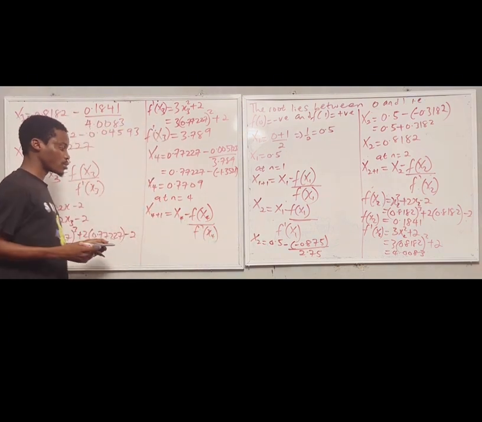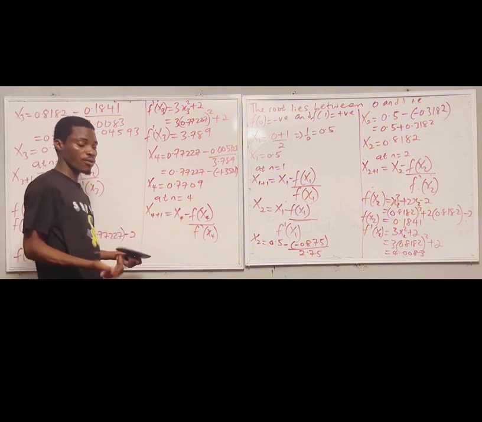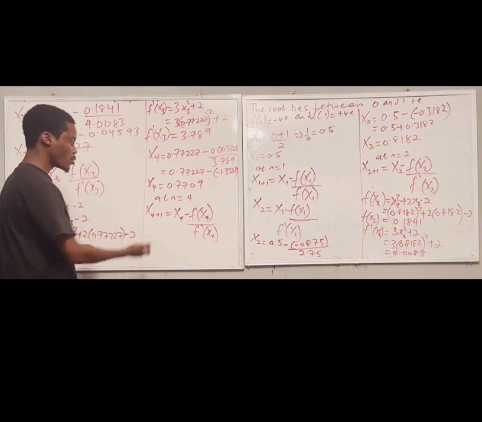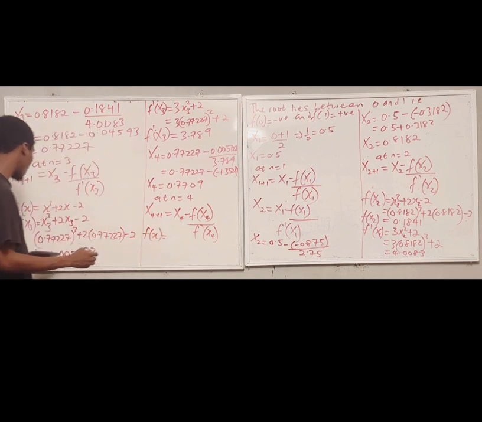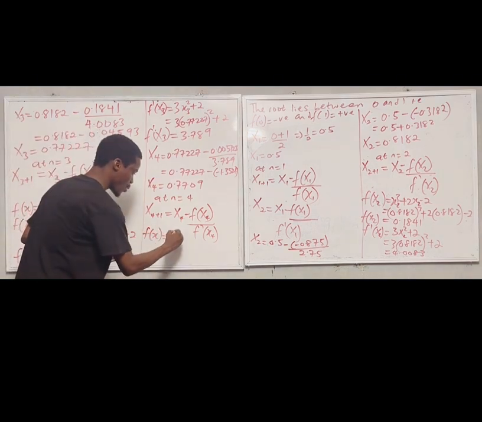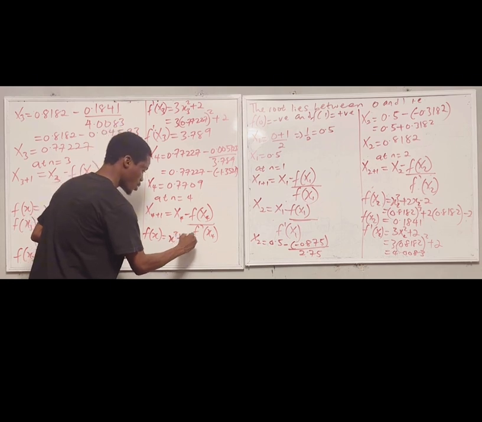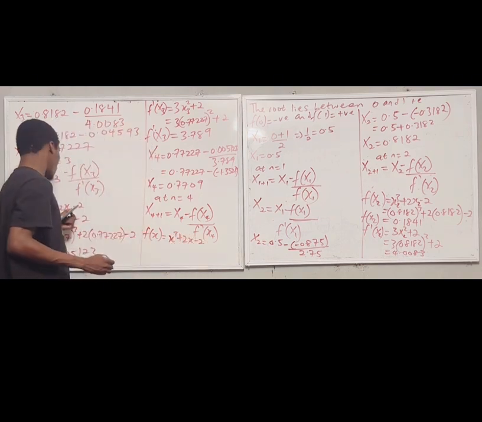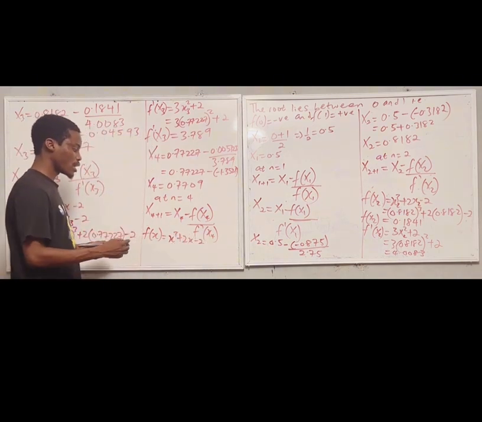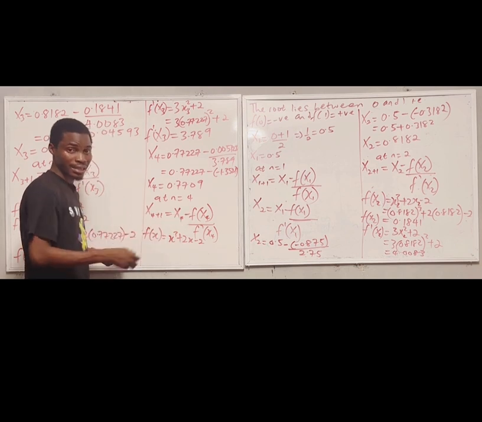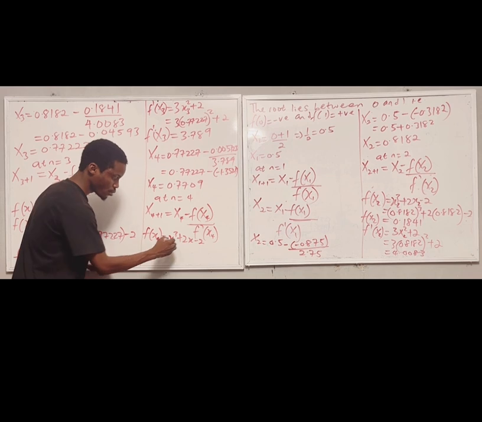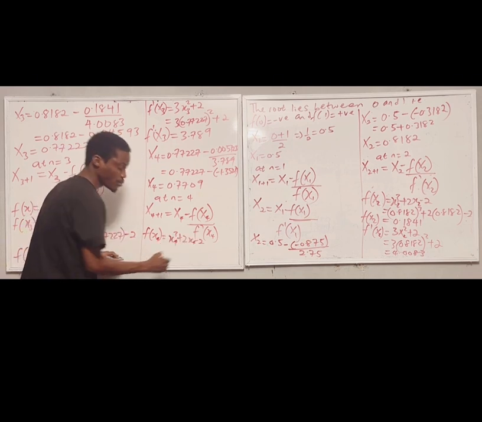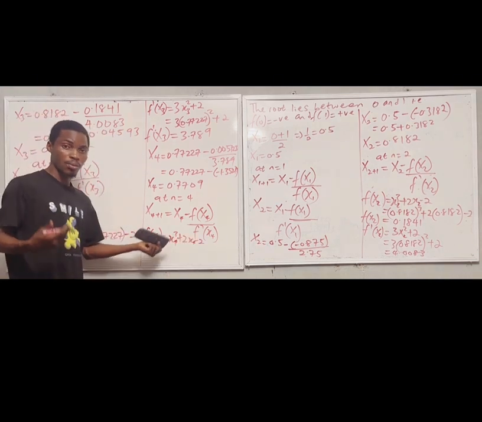So I will try it for this. I have to solve for f of x4 and f prime of x4. So what is my f of x? My f of x already is x cubed plus 2x minus 2. So for me to solve for f of x4, it means whenever I see x, I put x4. I'm going to have this.